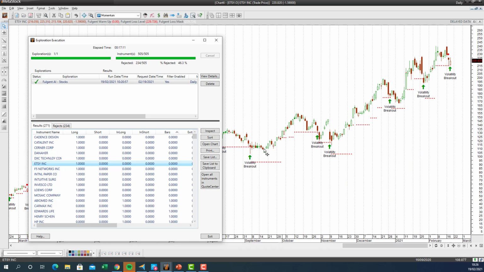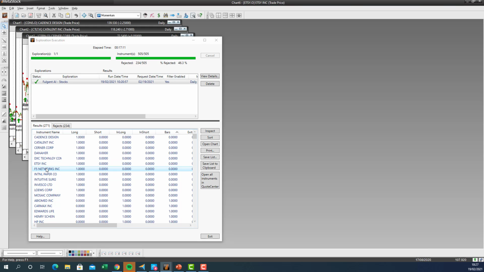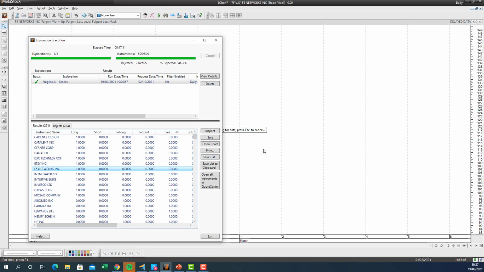Fantastic. Volatility breakout, huge move. Hit the stop loss, another volatility breakout, up we go. And now we've got another volatility breakout. It'll be interesting to see if there's a follow through on that move today. F5 Networks, the other one to look at.